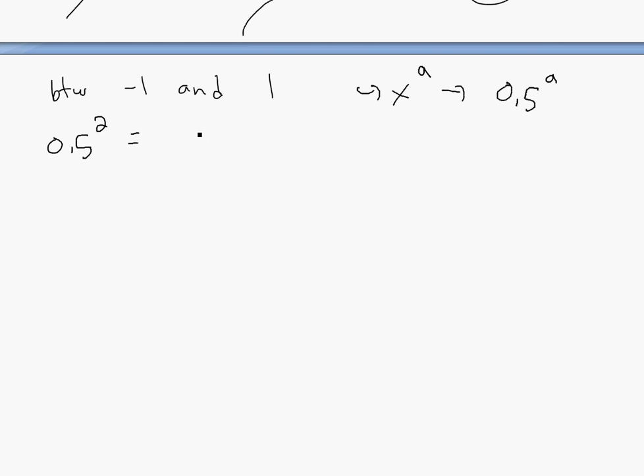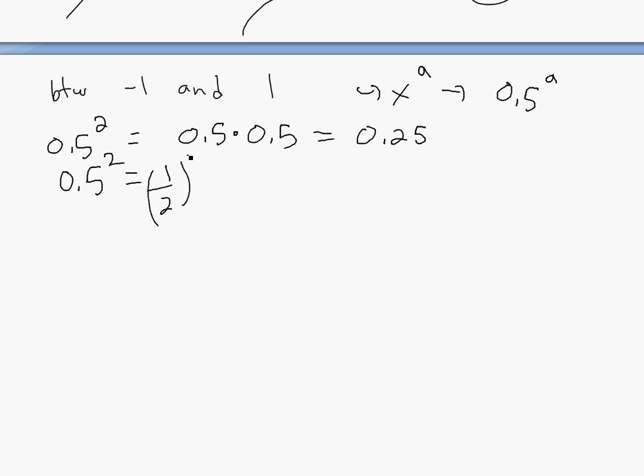So when you have a fraction, let's say 0.5 to the 2, this equals 0.5 times 0.5, half of a half, which is just equal to 0.25. But if you have 0.5, which is the same as 1/2, cubed, this will just be equal to 1/2 times 1/2 times 1/2. This is 1/4, and this is 1 times 1, so this one will be 1/8.